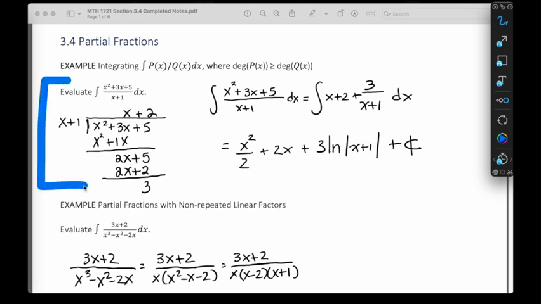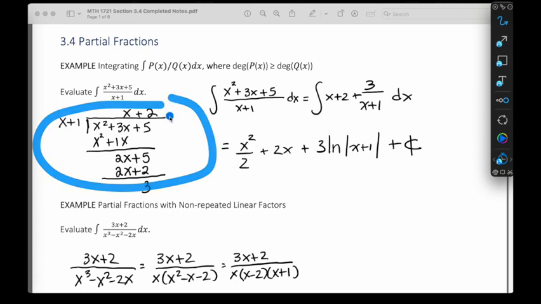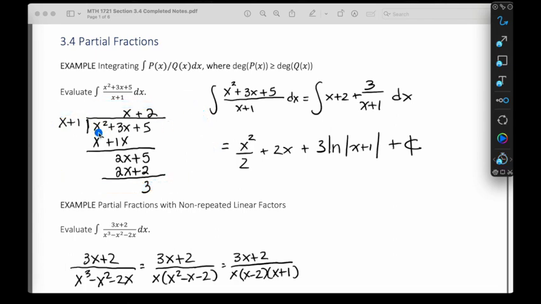So in this first example, this is a nice easy one to get started with. What I suggest is if you notice your rational expression that you're trying to integrate has a degree on the top that's larger than the bottom, you want to try to break this fraction up into simpler parts by doing long division. So we're going to take x squared plus 3x plus 5 and divide by x plus 1.